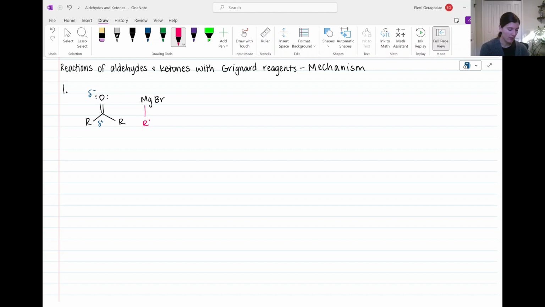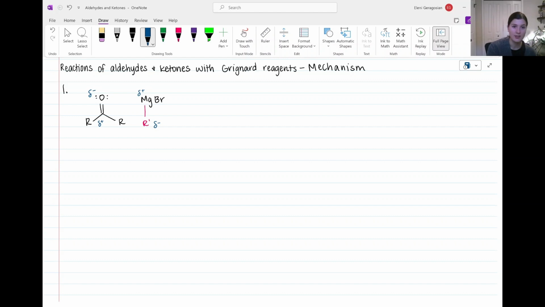This magnesium to carbon bond also has a partial charge distribution. So magnesium is a metal. It has a partial positive charge when it is in a compound. And so our carbon here has a negative charge. So in this case, we have positive magnesium, negative carbon for the organometallic reagent, negative oxygen, positive carbon for the aldehyde or ketone.